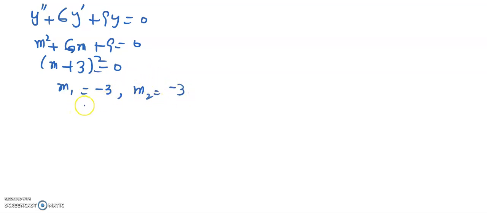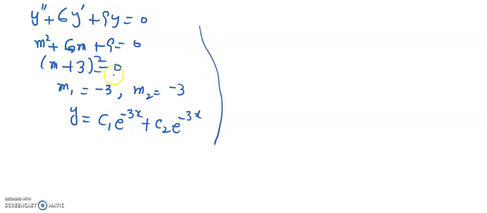So in this case both roots are equal. If we say that the solution is c1 e power minus 3x plus c2 e power minus 3x, then that will not be a correct solution, because in this case both these solutions are not linearly independent. For linearly independent solutions, the second solution must be different from the first one. So how do we find that second solution?